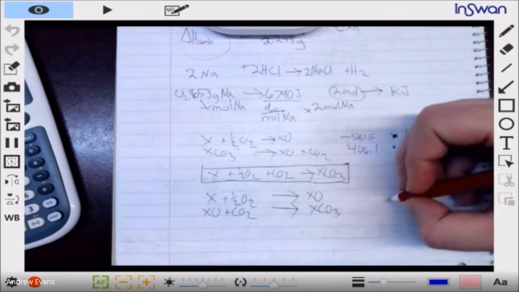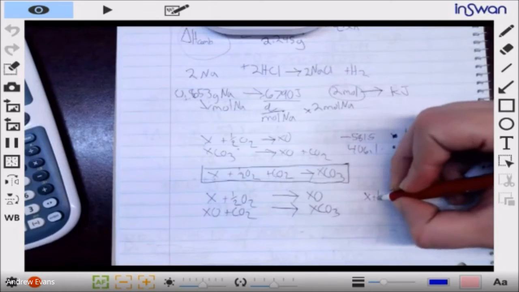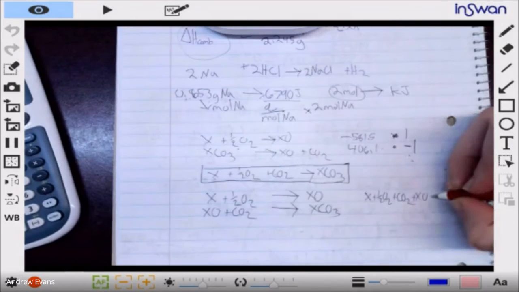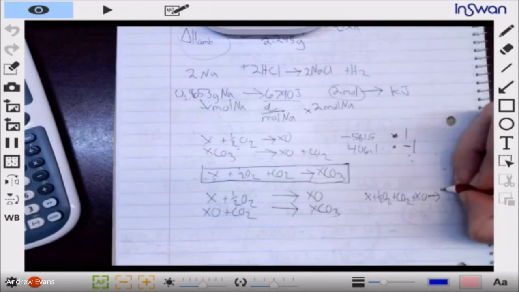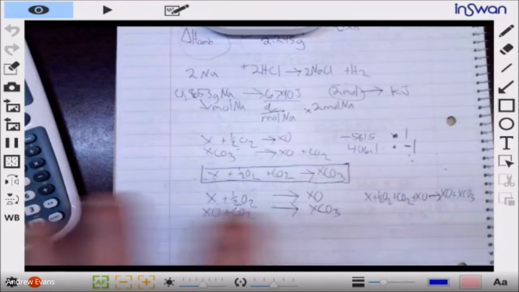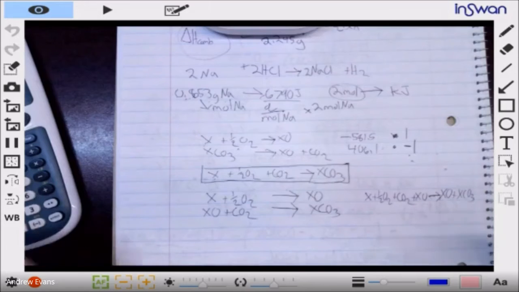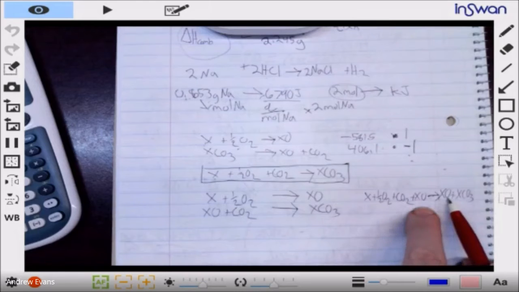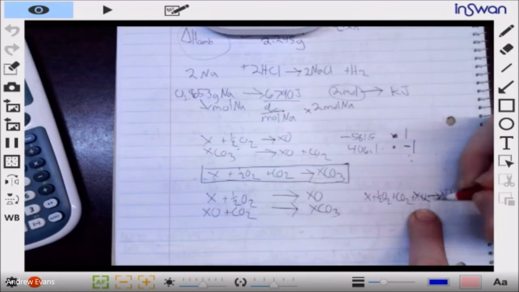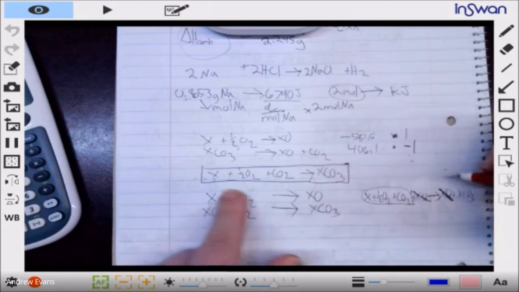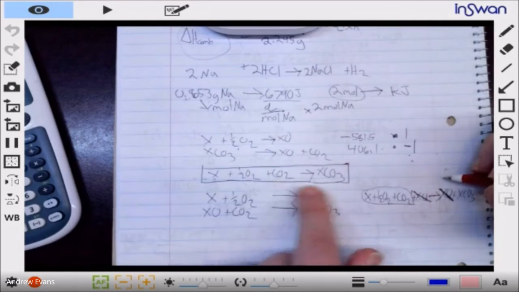When I add them all up, I get X plus 1/2 O2 plus CO2 plus XO yields XO plus XCO3. Now, everything that is identical left and right gets canceled out. We have an XO on the left and an XO on the right, so XO, XO both get canceled out. The final equation reads X plus 1/2 O2 plus CO2 gives you XCO3.